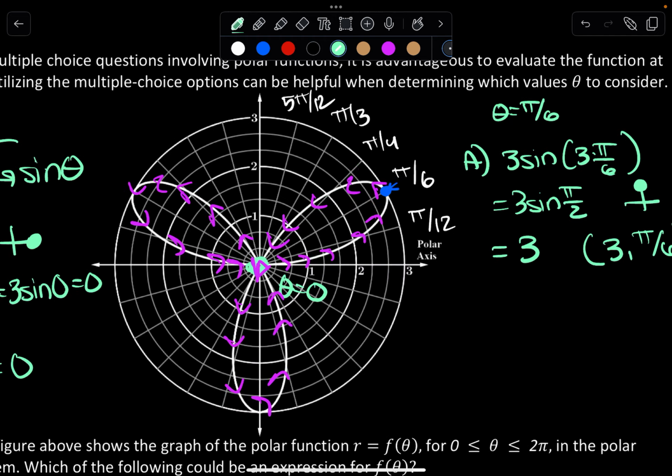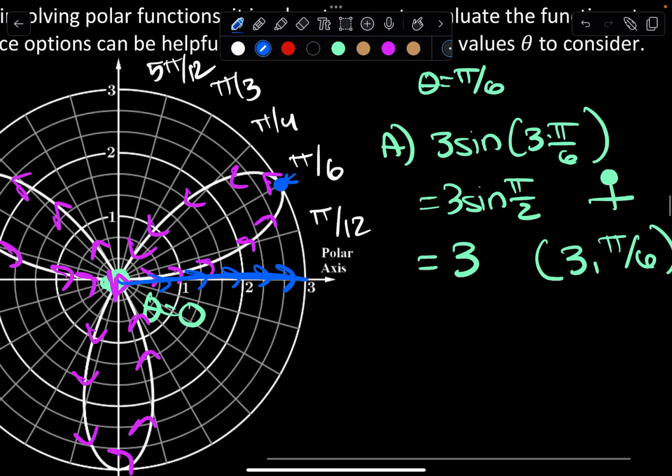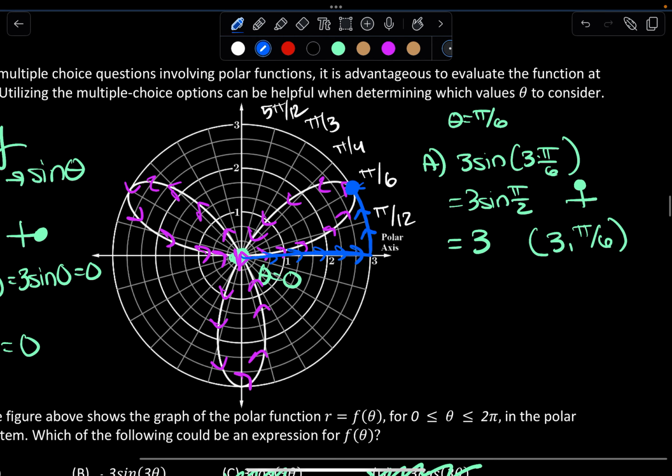So test it. If I start at the pole, I'm going to extend with a radius of 3, and then I want to open up to pi over 6. So I'm going to go counterclockwise because it's positive pi over 6. And we are good. So A works, but that doesn't mean it's the correct answer, because if B also works, we need to test another point.